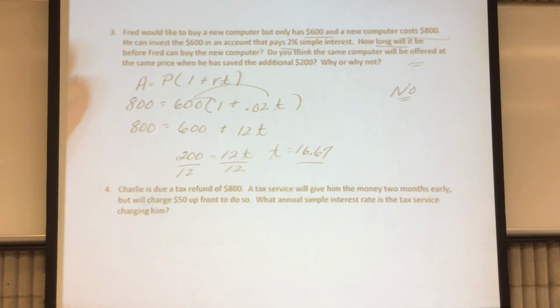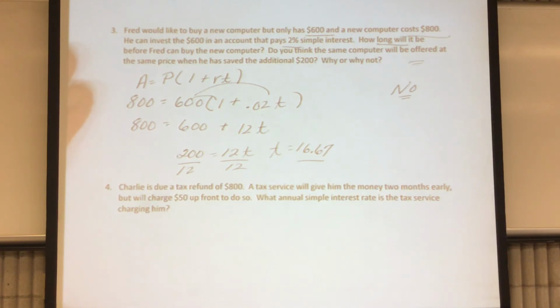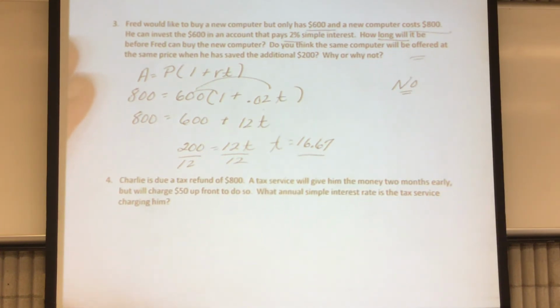So going to number 4, Charlie is due a tax refund of $800. A tax service will give him the money 2 months earlier, but will charge $50 up front. What annual simple interest rate is the tax service charging him? So here we're using our I equals P times RT, and this charge of $50 is the interest.